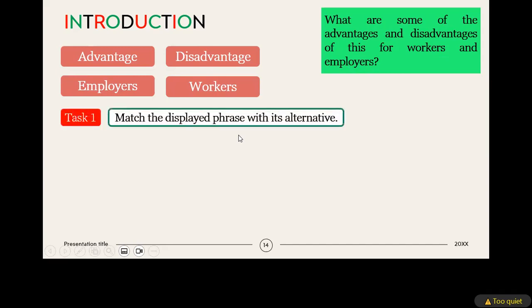Okay, now we have the word advantage, we have the word disadvantage, we have employers, and we have workers. Now we're going to do the same activity. I have generated some synonyms. I would like you to match them up with these words. Now here, the word business owners. What could it replace? Employers. Very good, employers. Now instead of saying every time I want to mention them, I would say employers. No, I would say business owners. So they are almost the same.